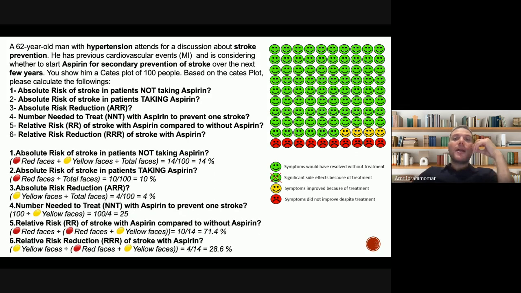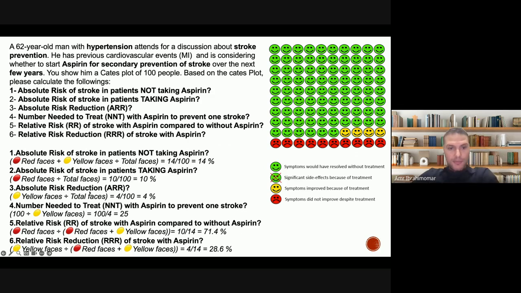Here is the answer, but I explained the answer to you. Again, the absolute risk of stroke in patients not taking aspirin, he is asking about red and yellow. If we didn't give aspirin to all of them, how many will develop it? It will be red and yellow. In faces, red faces plus yellow faces divided by the total number of faces will get you the absolute risk if they didn't take the intervention or medication. The absolute risk of a stroke if they take it, they are asking about only red faces. So red faces divided by the total number of faces, which is 100.